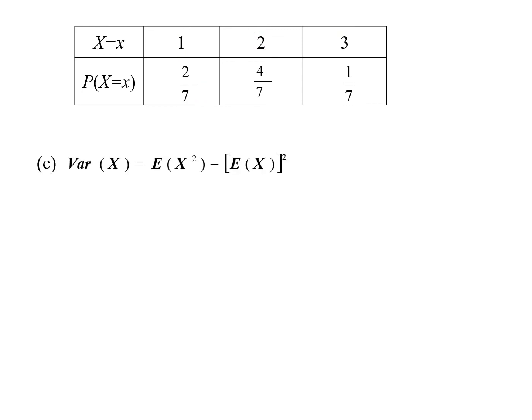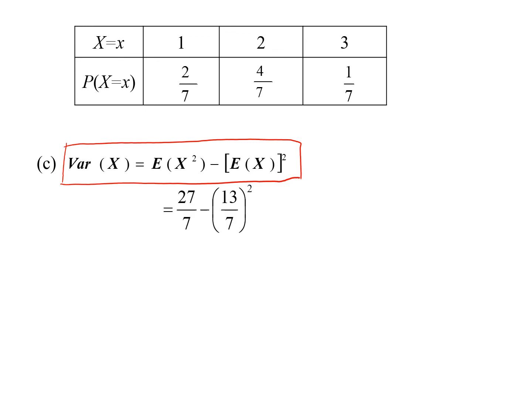For part C, to find the variance of X, we have the formula: Var(X) equals E(X squared) minus (E(X)) all squared, where our E(X squared) we get from part B, 27 over 7, minus E(X) we get from part A, then we square it. The answer for the variance is 20 over 49.